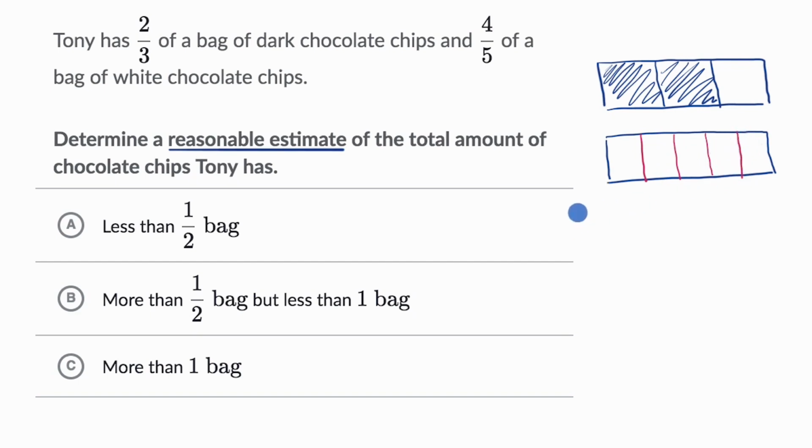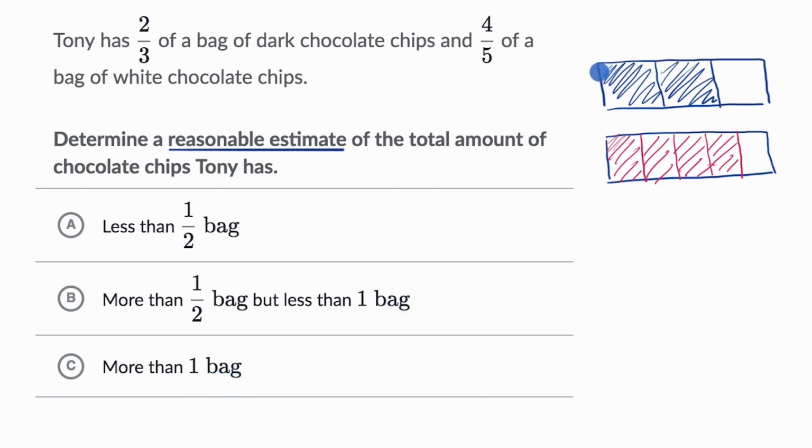That is pretty good. And now what does 4/5 look like? Well, it would be 1/5, 2/5, 3/5, and then 4/5. So if we were to add these two together, do we have less than 1/2 of a bag, more than 1/2 of a bag but less than 1 bag, or more than 1 bag?